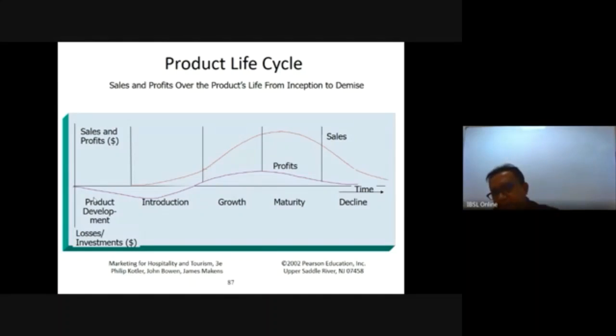And finally, commercialize. Product life cycle. I said product also has a life as per a human being. Product development to introduction, growth, maturity, and decline.